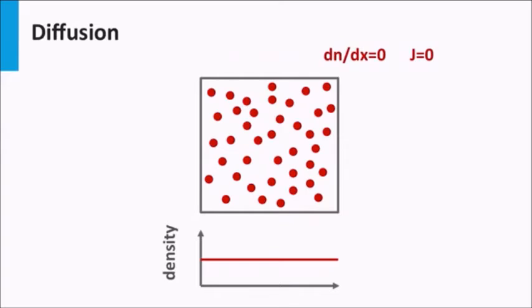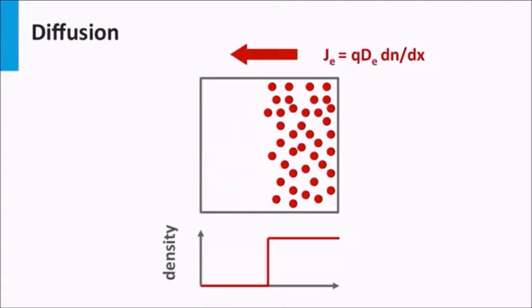In the current situation, the density is uniform. No gradient exists, so there's no net movement of particles due to diffusion. The net movement of particles induced by density gradients is called diffusion. It can be described by Fick's law of diffusion.